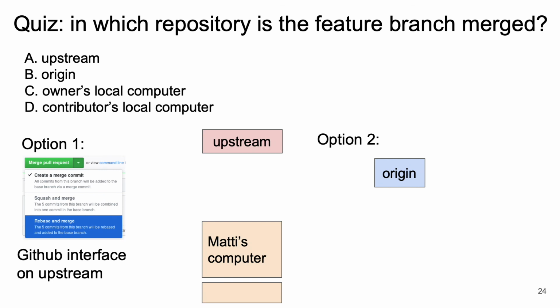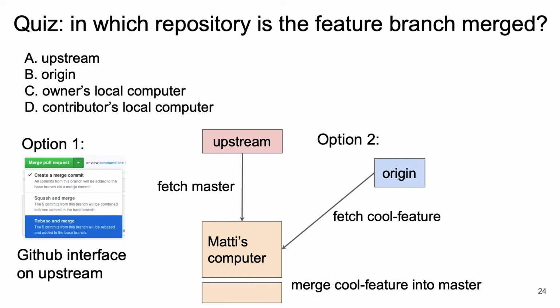This is for more advanced users. You have upstream, you have origin, and Mati is the owner. What he could do is the following. He could get the cool feature branch from the origin of the contributor, and he can get the latest master branch on his own computer. Then he can do the merge locally on his own computer, and then he can push the latest master branch to upstream because he has access to push it. The contributor cannot do it because, even if he merges it locally on his own computer, he does not have rights to push it back to upstream. Okay.